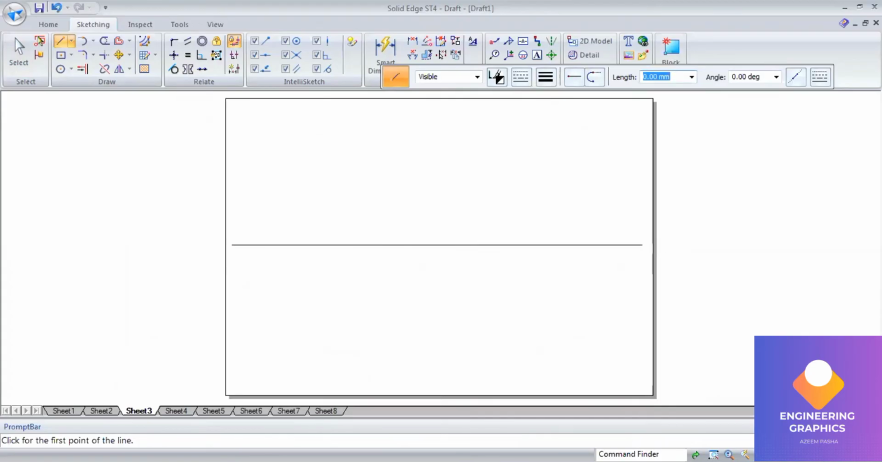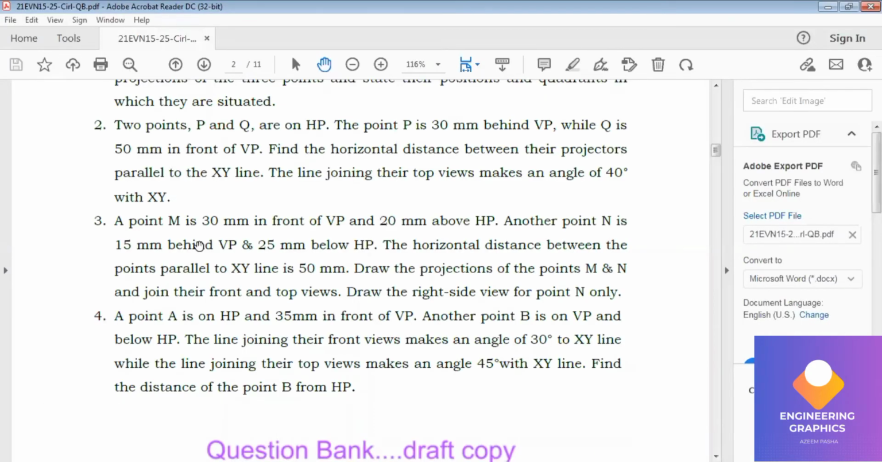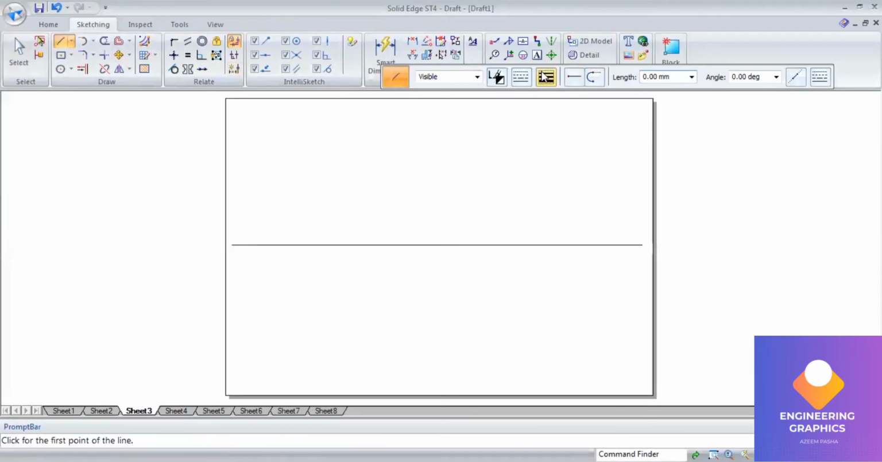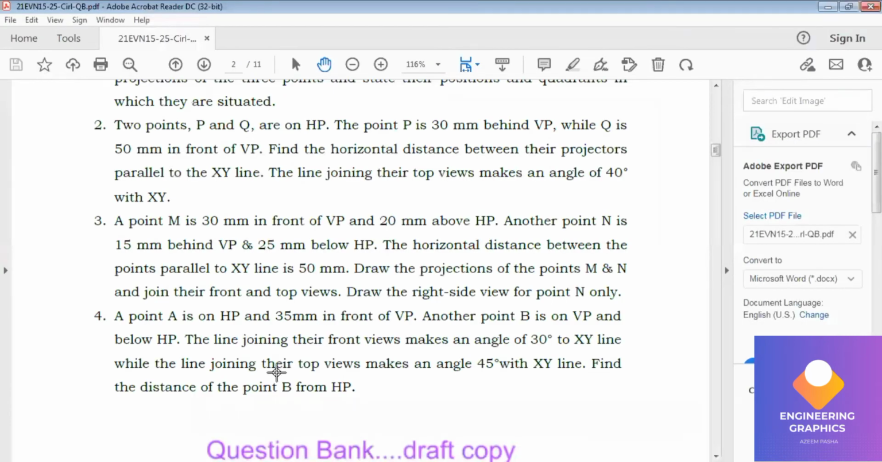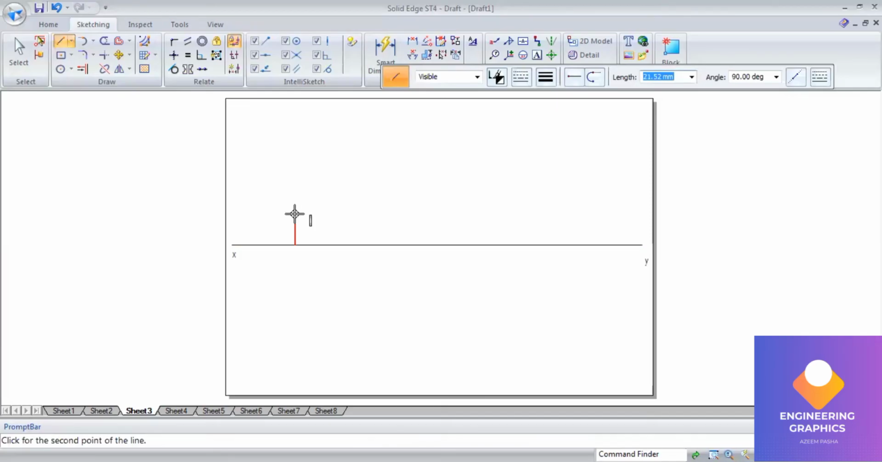First I will draw the XY line. I will mention XY. See, point M is 30 mm in front of VP and 20 mm above HP. That is, it is lying in the first quadrant. So above the XY line I will be drawing a 20 mm line. So above XY 20 mm, and below the XY line 30 mm. So it is nothing but your first quadrant.